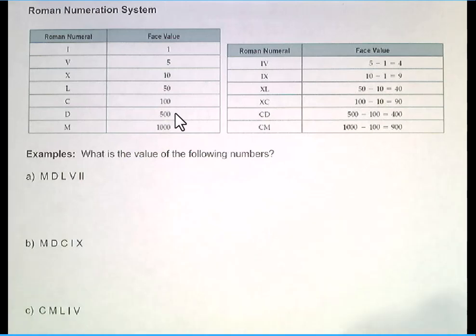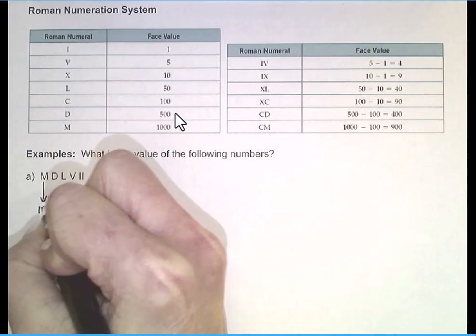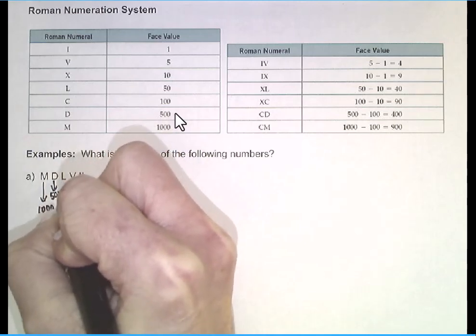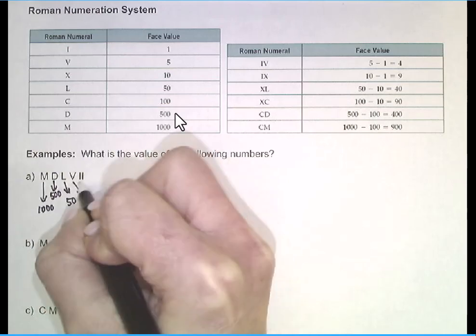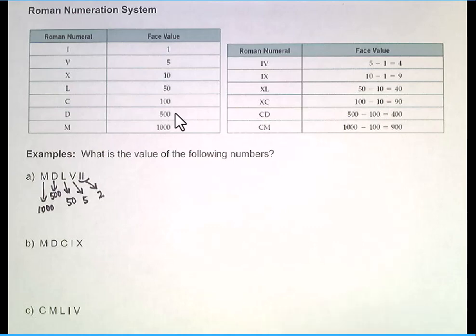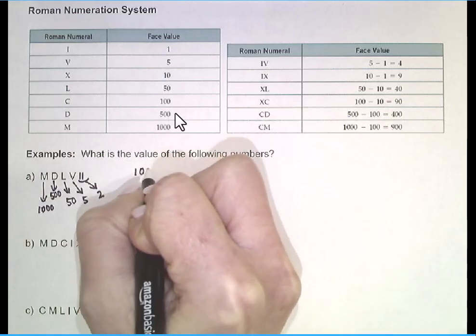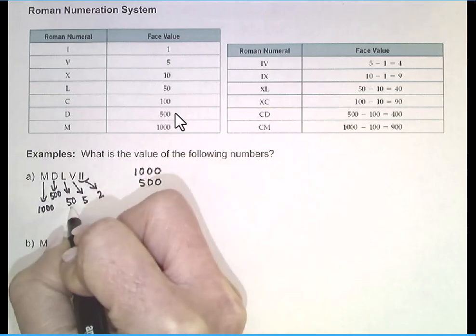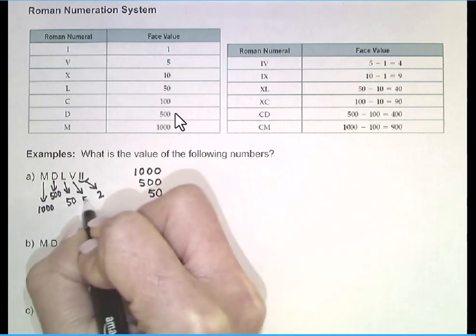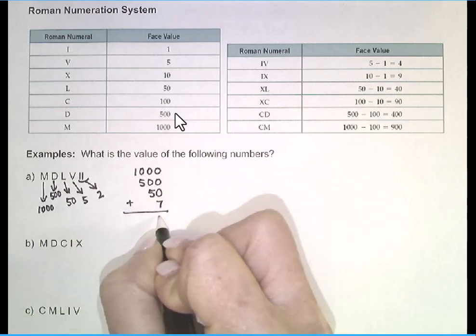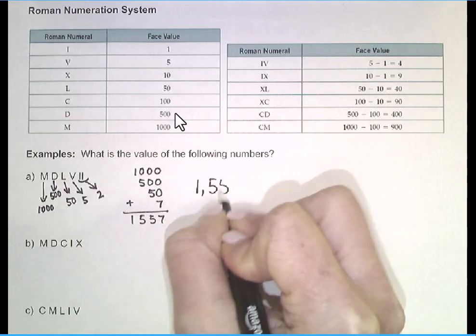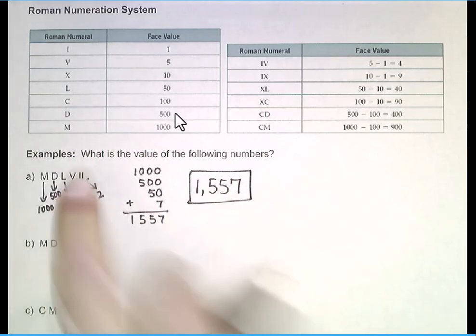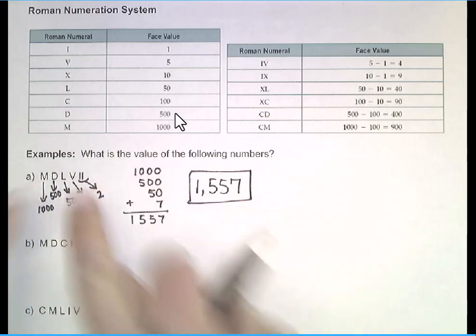So to find the value of the following numbers, we need to consider what each letter stands for, and then we just add them up. So the M, that's 1,000. The D, that's 500. The L, that's 50. The V is 5. And these little 2 I's at the end are worth 2. I don't trust myself to add it up this way and get it right, so I'm going to stack it vertically. So 1,000, 500, 50. And then the 5 and the 2 I can lump together and call 7, I guess. But then I don't have to worry about adding things in the wrong place value. So this is 1,557. That's what that would look like in Roman numerals. So you can practice doing them this way, and then you can practice going back the other way.